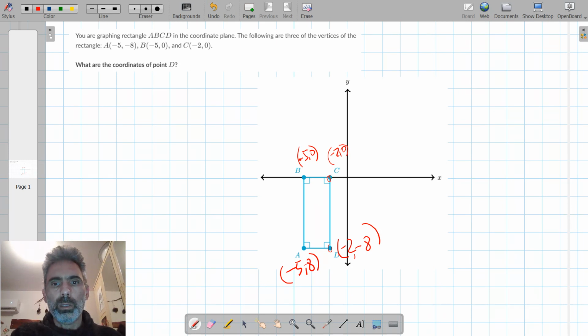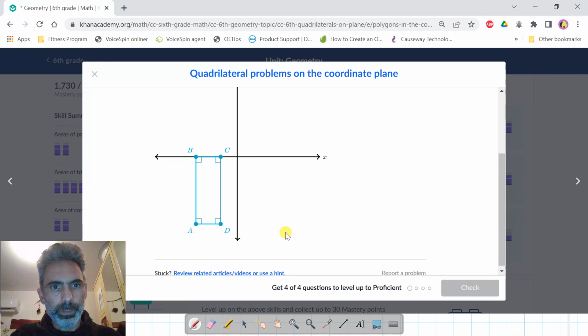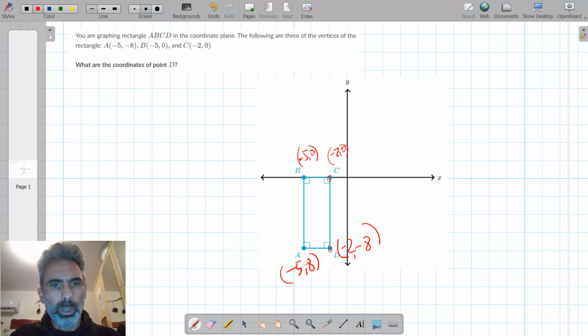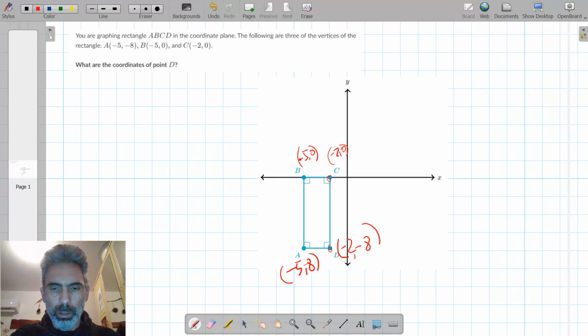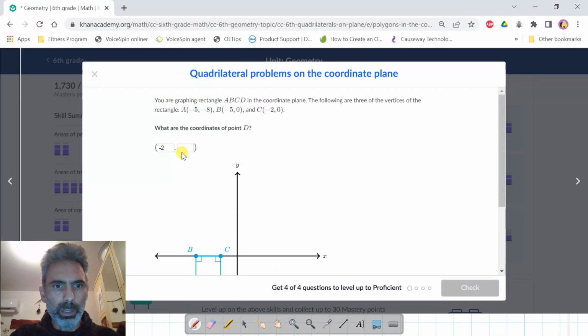Okay, so we know the coordinates of point D. The coordinates of point D are -2 for the x-axis and -8 for the y-axis.